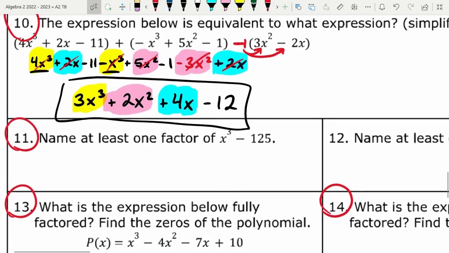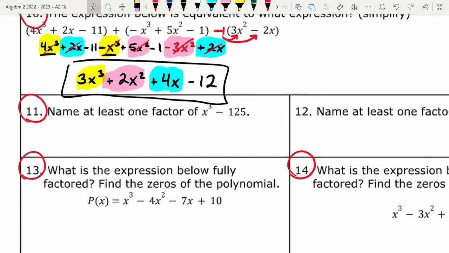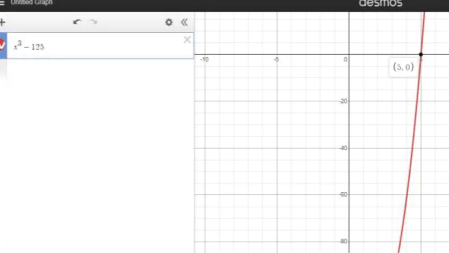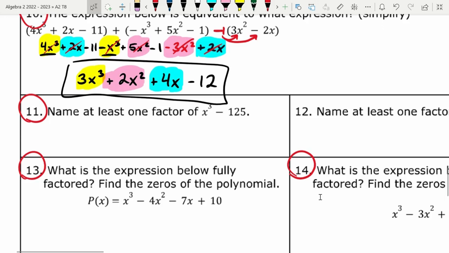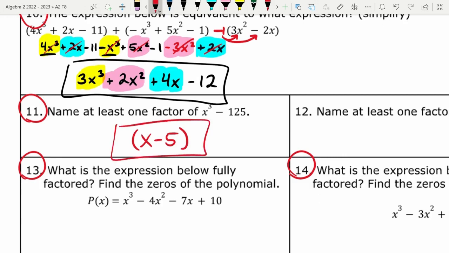All right, for the last three problems, we're going to be using Desmos. So for number 11, if you just type in x to the third minus 125, all we need is at least one factor. And if we type it in, we can see that it crosses at 5, 0, which means that one of my factors must be x minus 5. Okay, so that's just one of the factors.